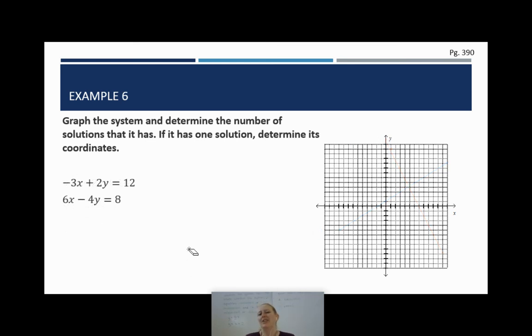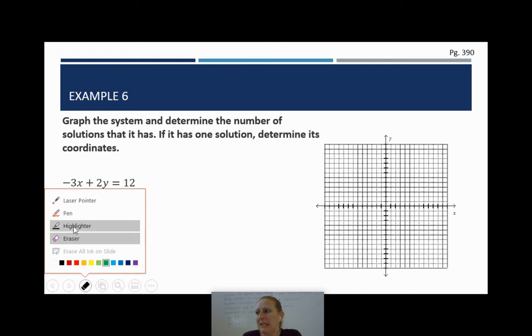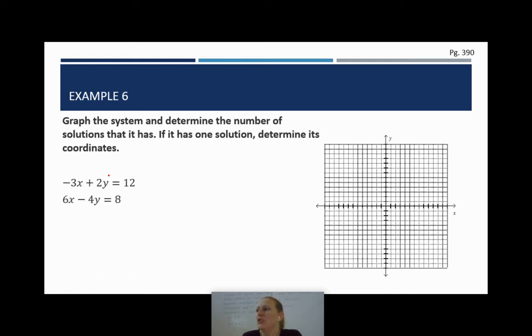All right, I have another one for you. This one's a little trickier. Sorry, but it is. This one's a little trickier because it's asking us again, graph the solution, determine the number of solutions that it has, and if it has one solution, give the coordinates. The only problem is these are not in slope intercept form. They're not in that whole y equals mx plus b.